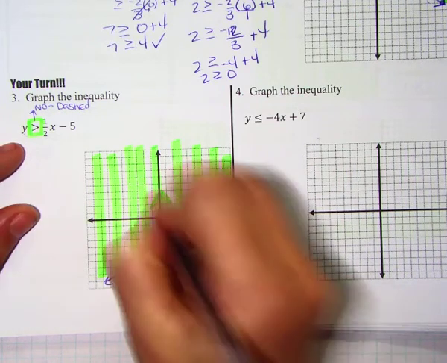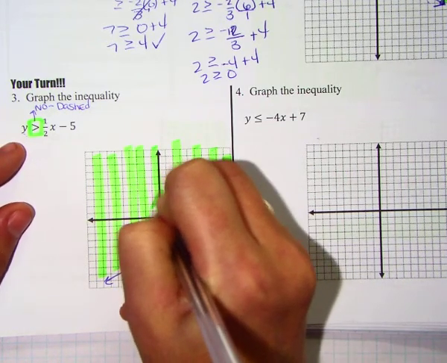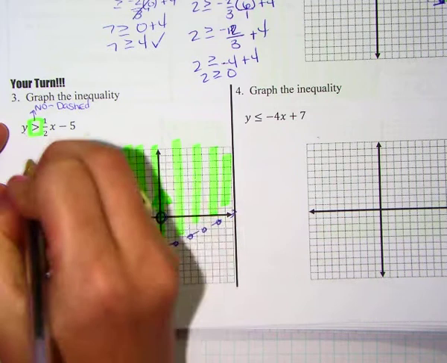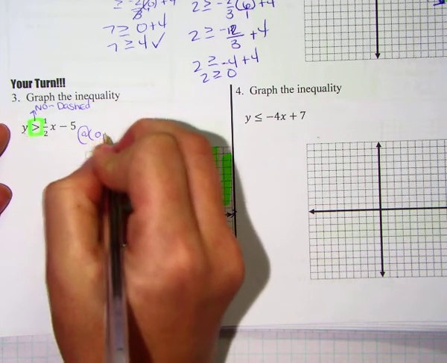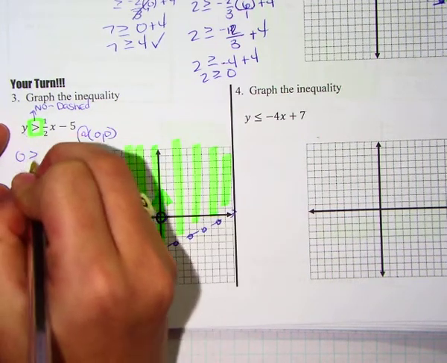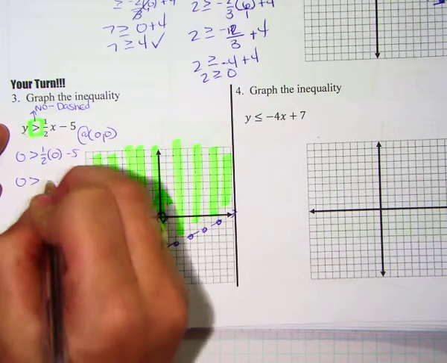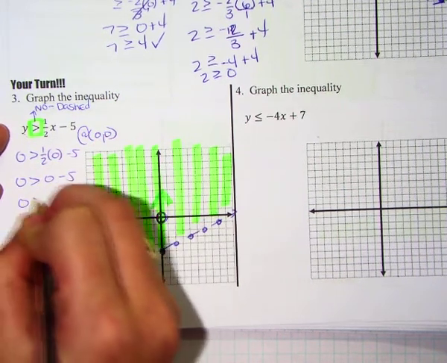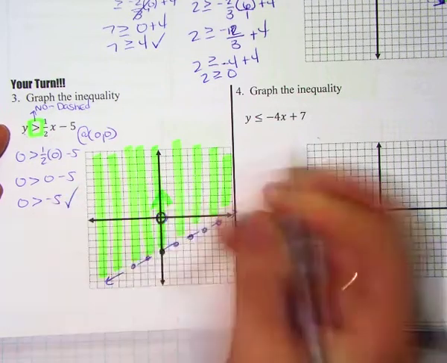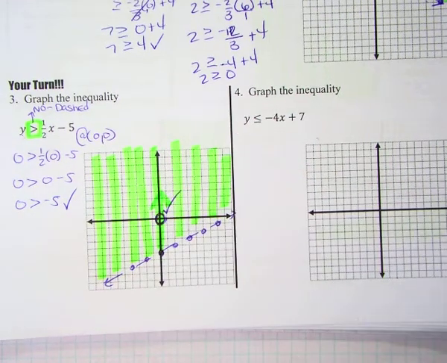I'm going to test a point. A very easy point you can test when you can is 0, 0. Is 0 greater than 1/2 times 0 minus 5? Is 0 greater than negative 5? Yes, so that is in fact a solution.